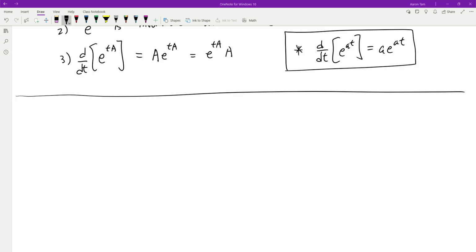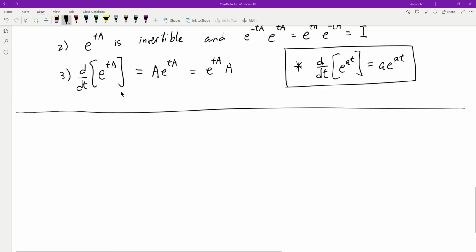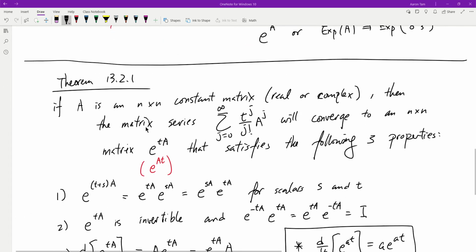Hello everyone. So today we're going to continue on 13.2. The last thing we did, we stated theorem 13.2.1, which told us that whenever we have a square matrix, we can always find this thing called the matrix exponential by forming this infinite matrix series, and we'll always be able to have it converge to something.